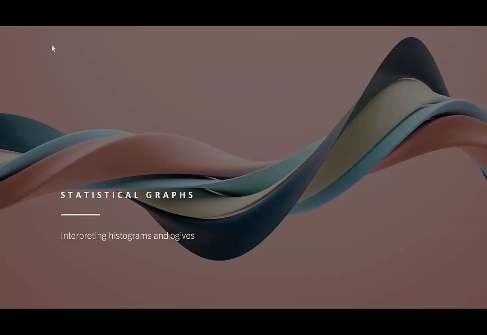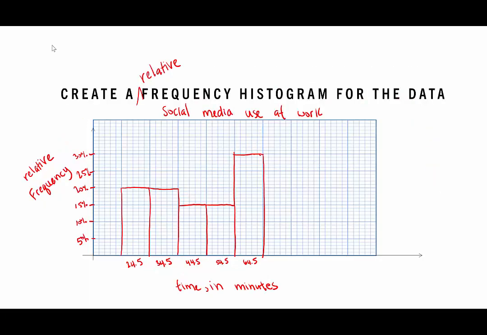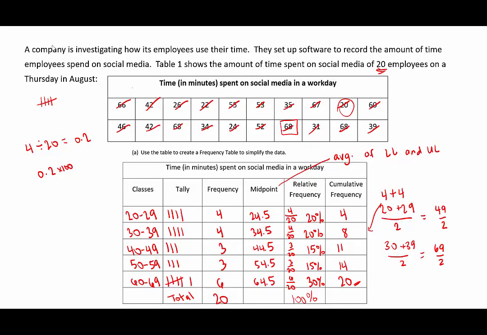In this video, we are going to take a look at interpreting histograms and ogives. Before we get started, in the last video I did an example where we created a histogram, a relative frequency histogram, and an ogive for a set of data that involved people at work and how much time they spend on social media. So that's what we're going to use in this first example, and just to go back and review it. This was the information we were given.